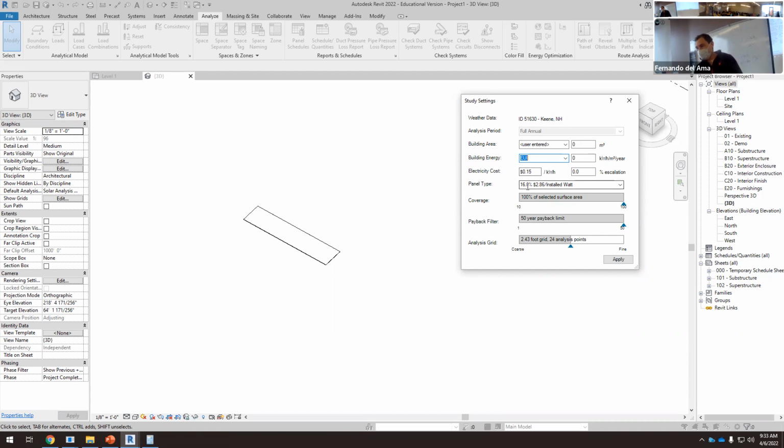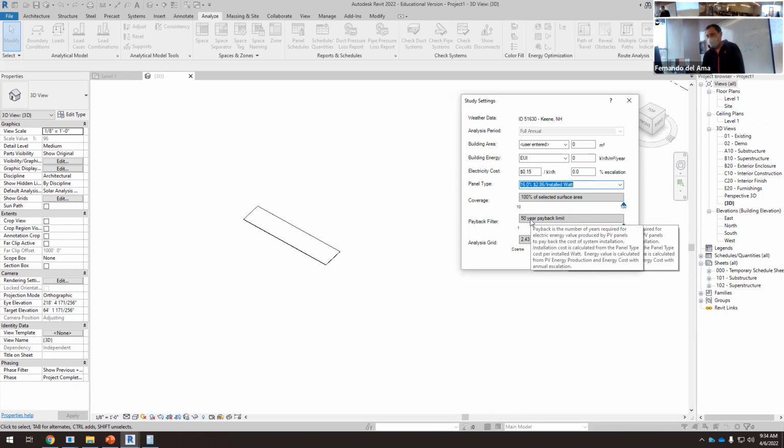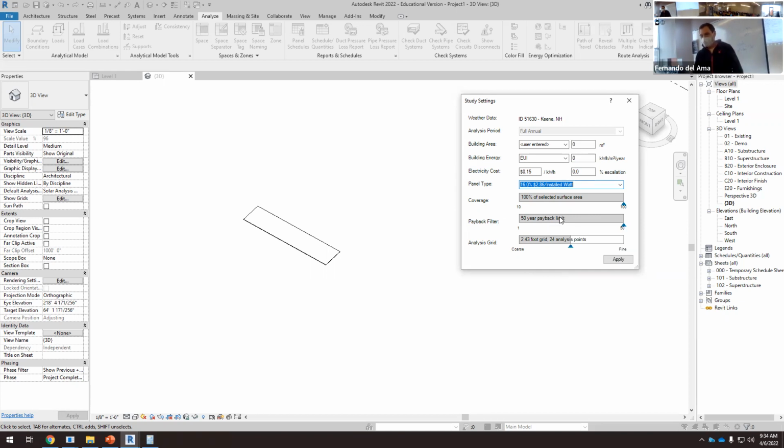So why not? And here we have the panel. Here we have 16%, and this is the efficiency. We have efficiency from 16 to 20, and 20 is always better than 16. We have some information about the panel efficiency. And here is information about the payback period. This analysis is for a 50-year payback. I think by default in ARCH it's a 20-year analysis. Again, this is about economics, and this is the analysis grid.